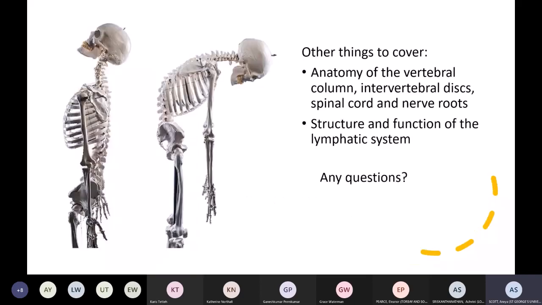That was everything I had to go through. Some other things to go through in your own time for this week is the anatomy of the vertebral column, intervertebral discs and spinal cord and nerve roots, and the lymphatic system as well. It's just something to know for this week. But does anyone have any questions?